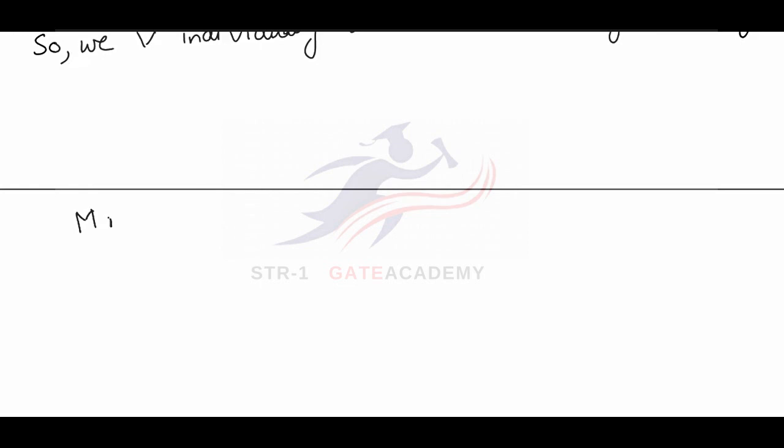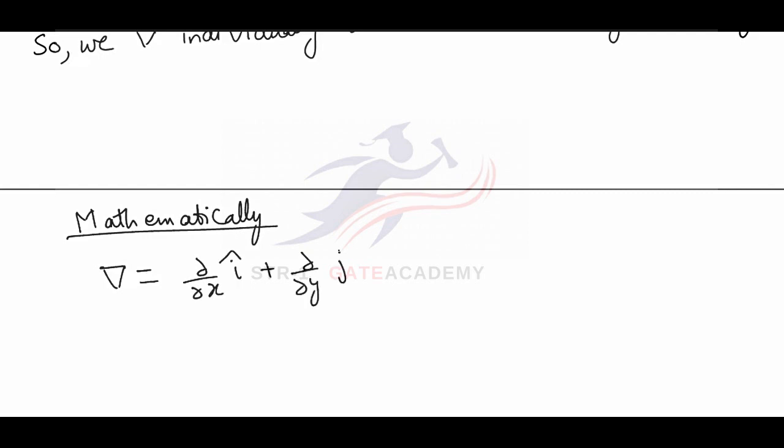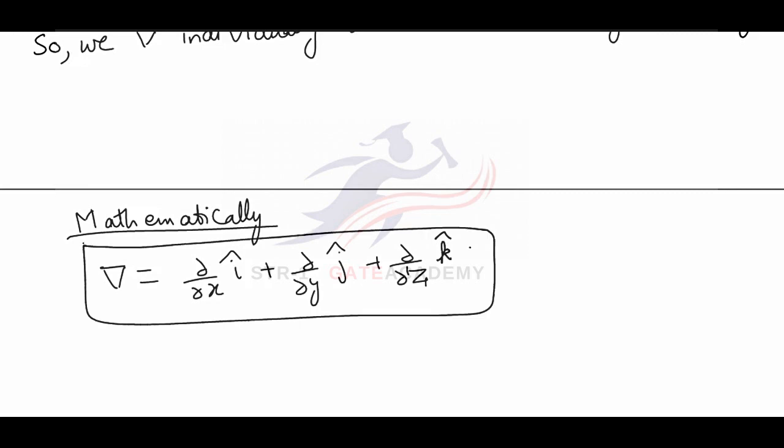Now what is del mathematically? Mathematically it is given as del by del x of i cap plus del by del y of j cap plus del by del z of k cap. This is basically the vector differential operator del. Clear? Right? Now there are certain things we need to understand here. Number one, we'll understand the concept of gradient.